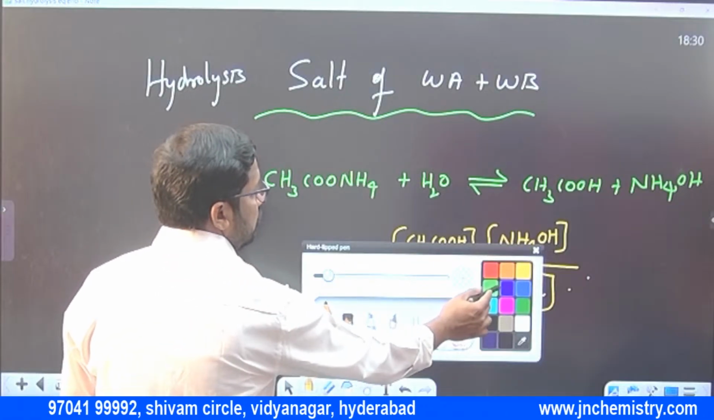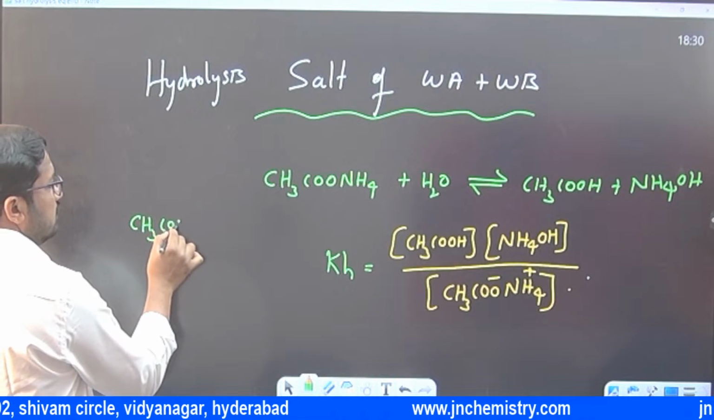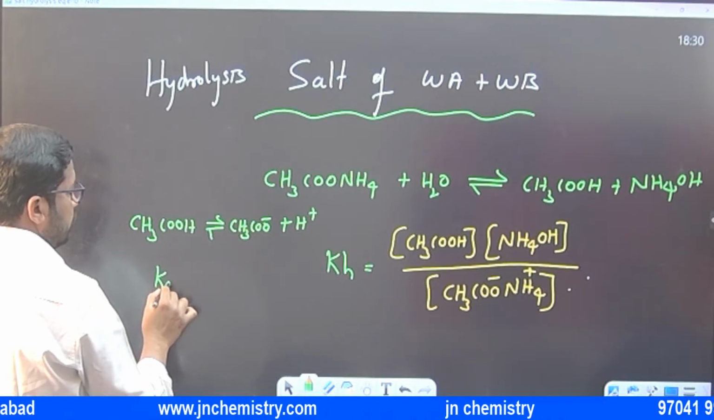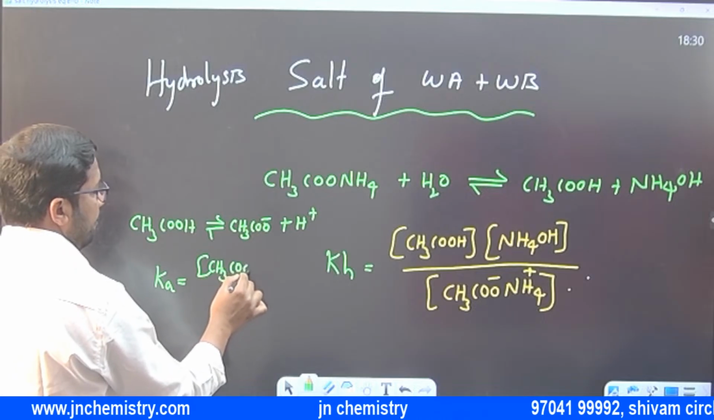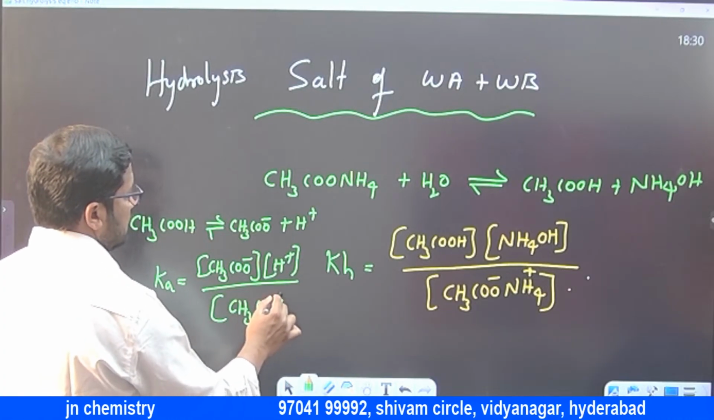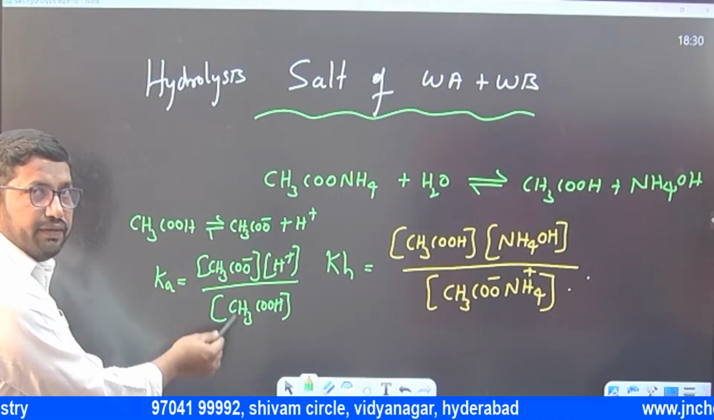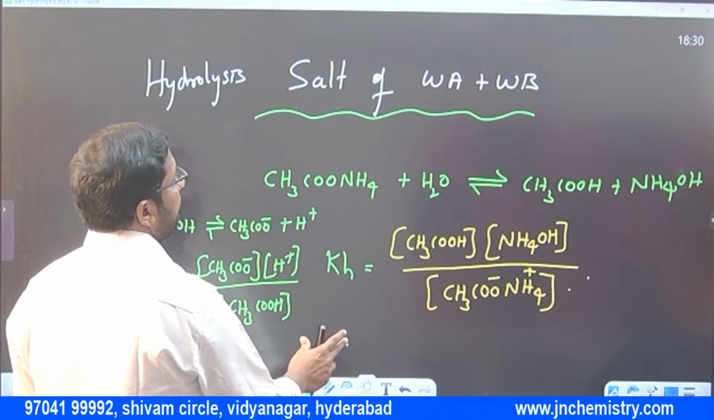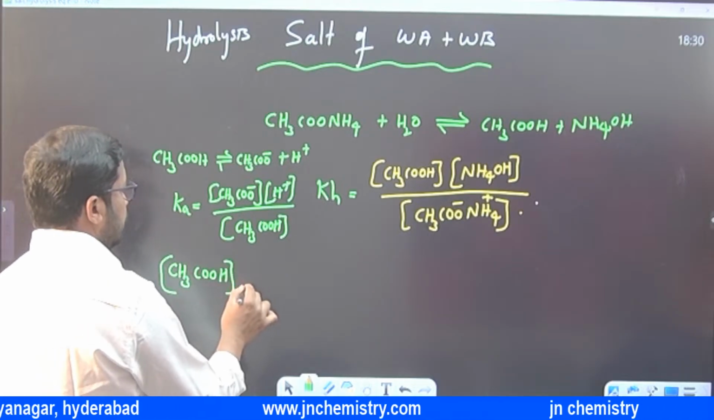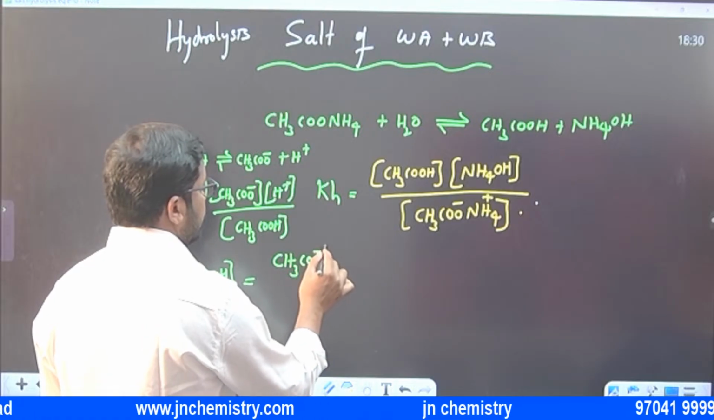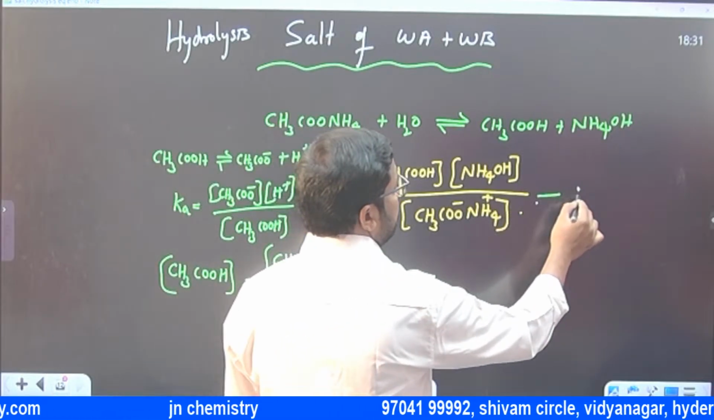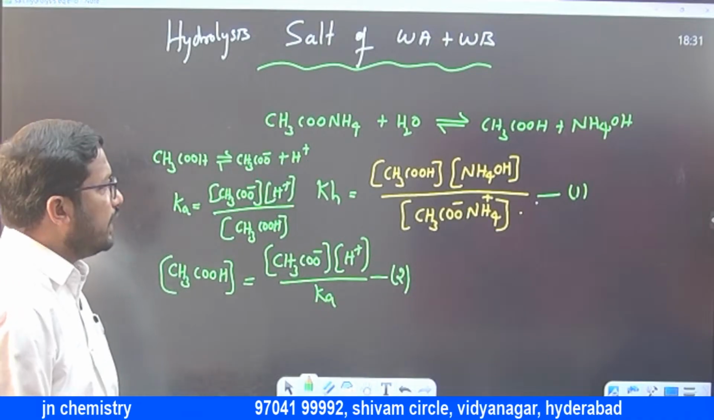Okay. So now for Ka, CH3COOH is equals to CH3COO minus H plus. Ka is equals to what now? CH3COO minus H plus ion concentration by CH3COOH. Right, CH3COOH can we write over here? CH3COOH concentration is equals to CH3COO minus H plus ion concentration by Ka. Imagine that this is equation number 1, this is equation number 2, and at the same time NH4OH is also there.